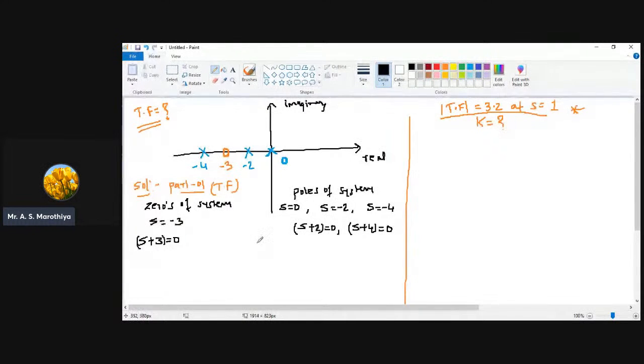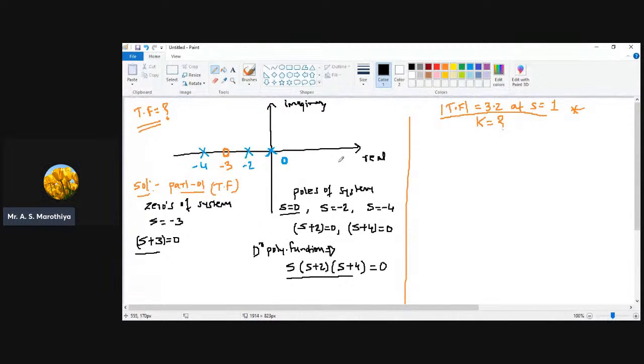If I am interested in writing the expression for the denominator polynomial function, because poles are found by equating the denominator polynomial function to 0, we need to club these three components together. So one pole is at s, another at s plus 2, another at s plus 4, and this entire term equals 0. This is the denominator polynomial function, whereas the other is the numerator polynomial function. I hope this point is clear to everyone.